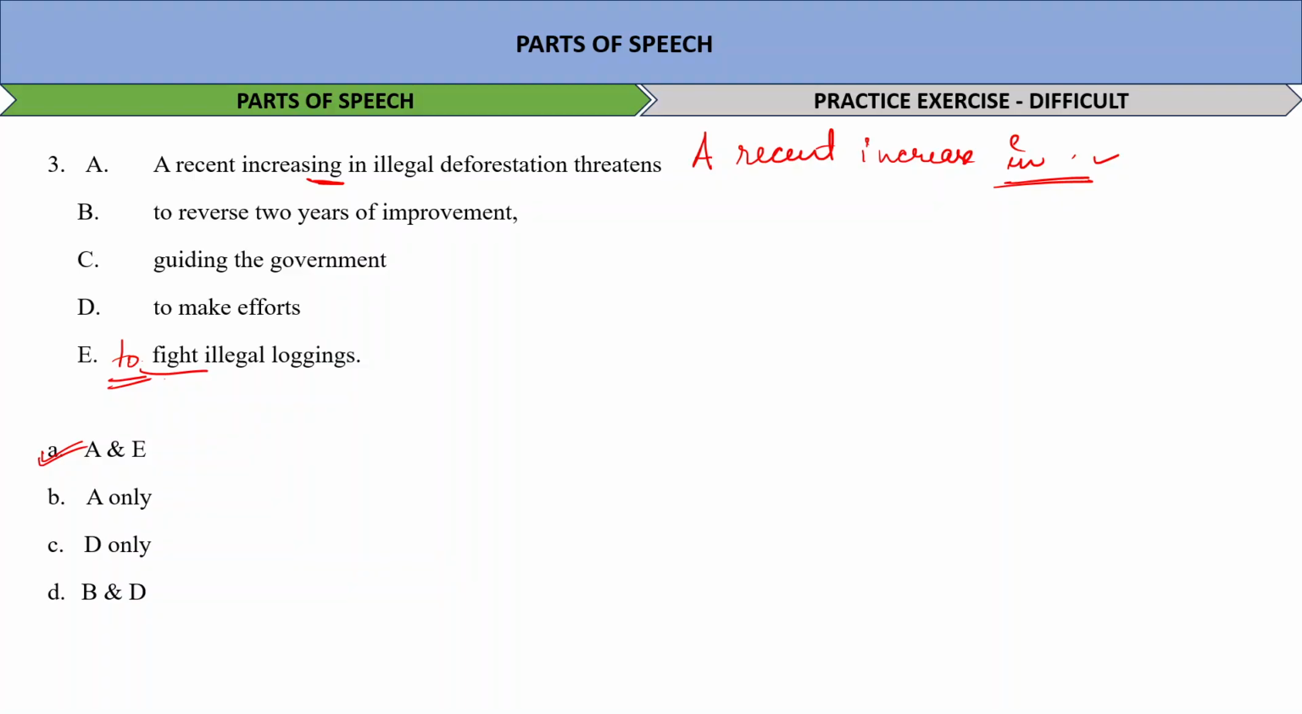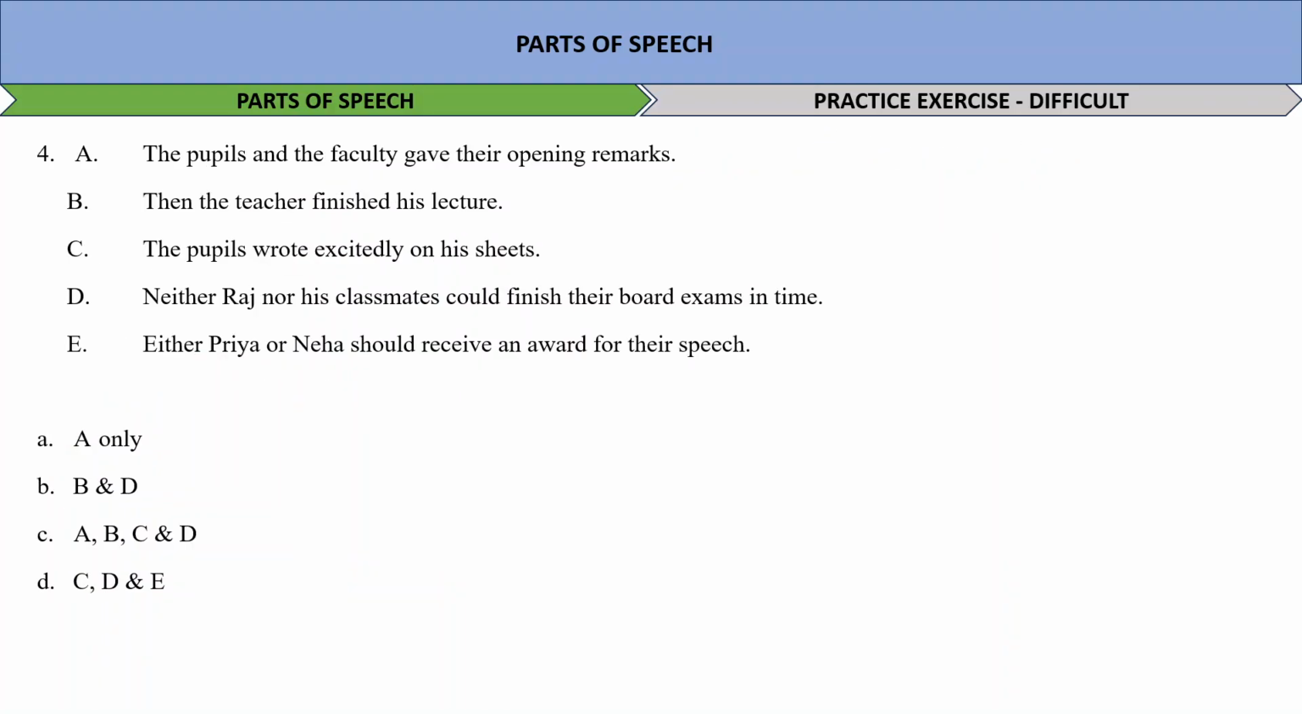Okay. Next question. The pupils and the faculty gave their opening remarks. Then the teacher finished his lecture. The pupils wrote excitedly on his sheets. Neither Raj nor his classmates could finish their board exams in time. Either Priya or Neha should receive an award for their speech. So I think these are some different sentences used. It's not a part of a paragraph, and definitely we need to understand where the error lies.